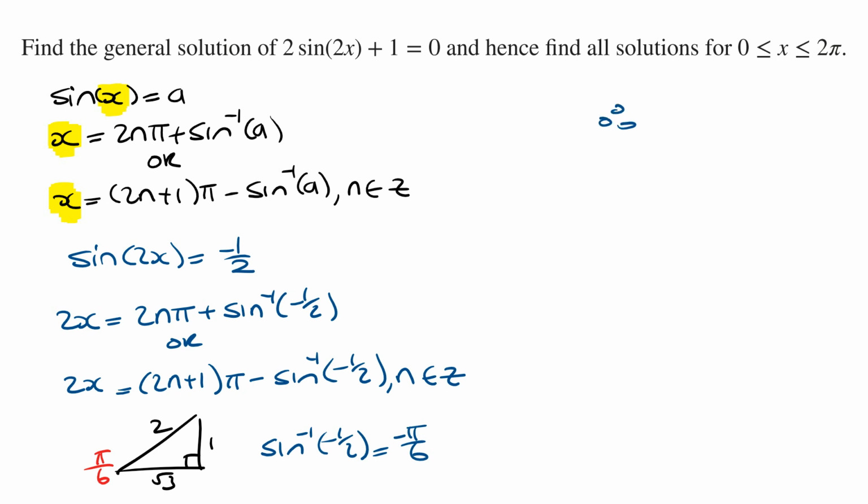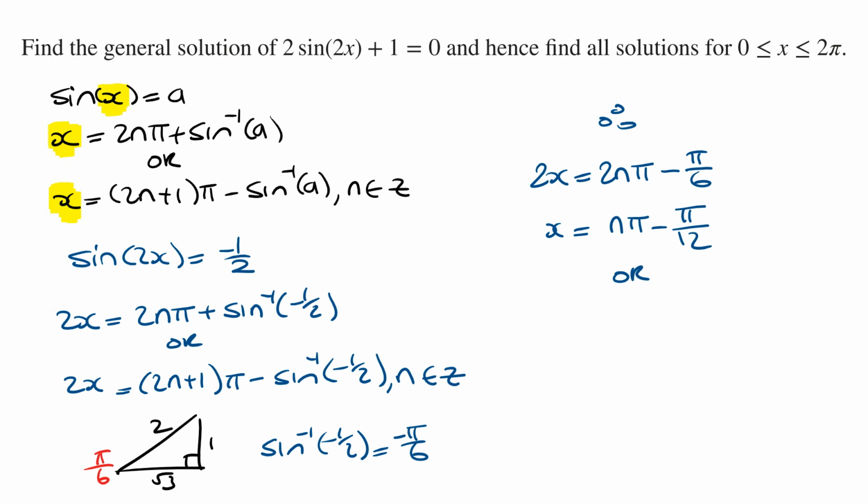And so therefore, the general solution is going to be 2x is equal to 2n pi, and then plus sine inverse of minus a half, which is equal to minus pi on 6, and so this is going to be minus pi on 6. From here we solve for x, and so dividing both sides by 2, x is going to equal n pi minus pi on 12.